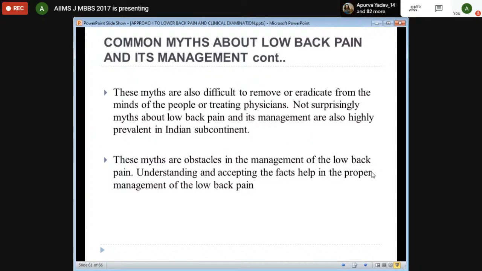Common myths. These myths are difficult to remove or eradicate from the minds of the people or treating physicians, and very surprisingly, the Indian subcontinent has a lot of myths regarding this. These myths are obstacles in the management of low back pain. So understanding and accepting these facts helps in proper management of low back pain.